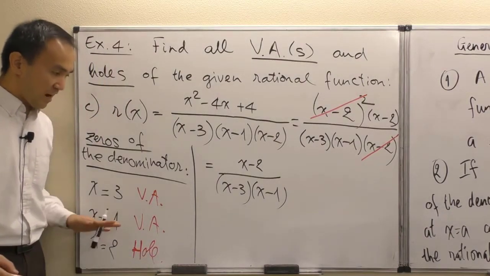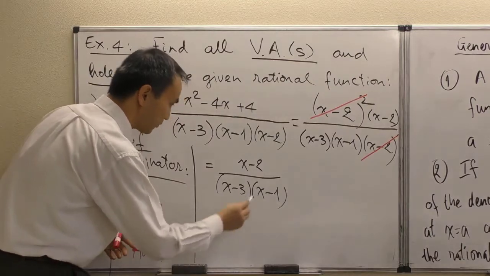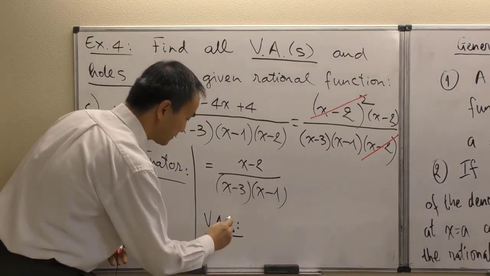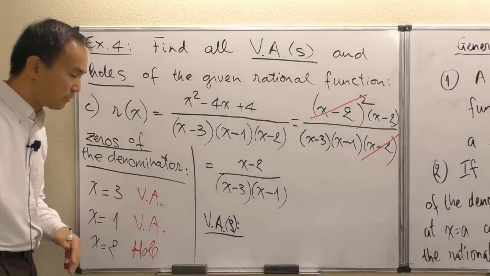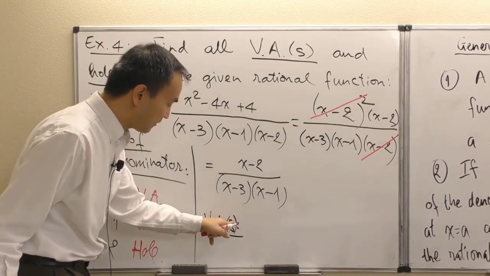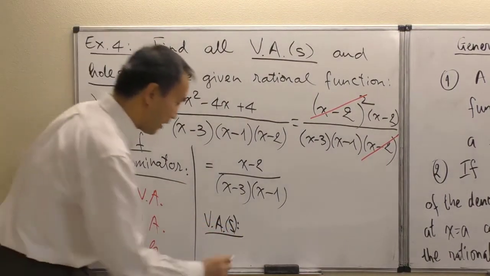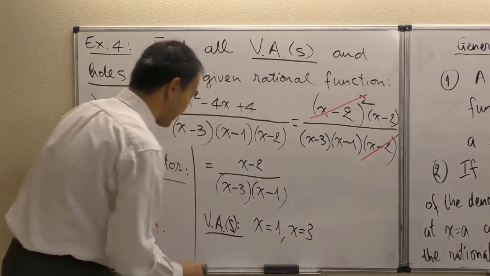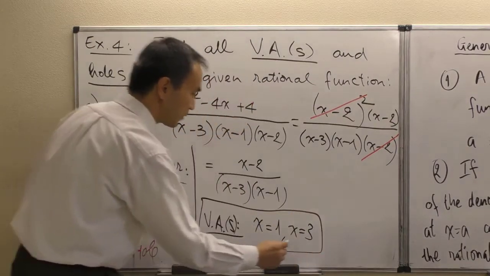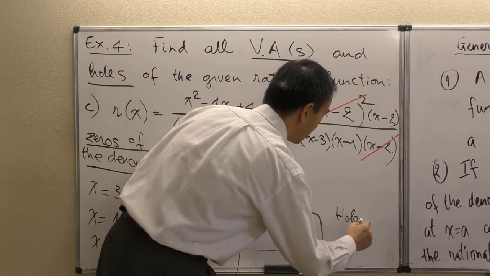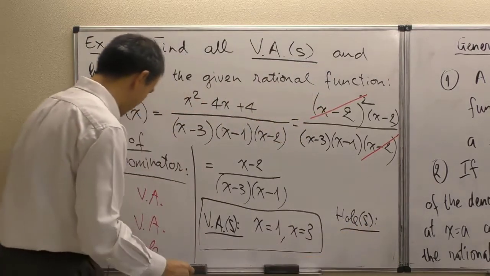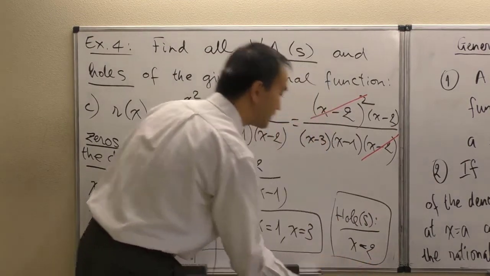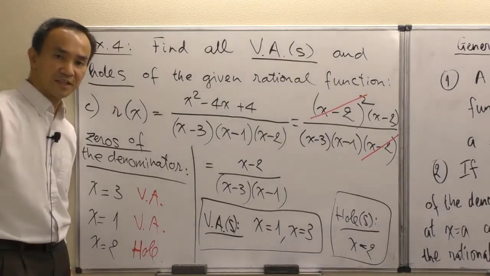Now we have some clear answers for this particular rational function. As far as VAs, sometimes the plural is optional, because sometimes it could be multiple VAs, but sometimes there's just one VA. Here we found one at x equals 1 and one at x equals 3. And as far as holes, there could possibly be multiple as well, but in this problem we only found one, at x equals 2. That's how we found our answers.